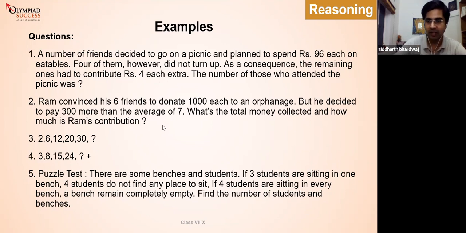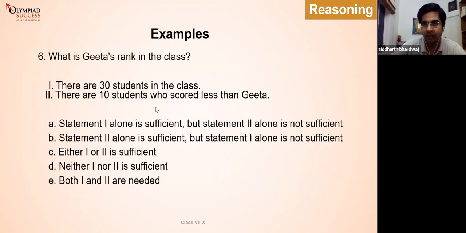Okay, let's see. What is the main thing that is asked here? Let's see what the question is asking. The number of those who attended the picnic. We don't know how many actually attended. We know 4 were absent and there were some friends who wanted to go. Whatever is required, we'll take it as X.